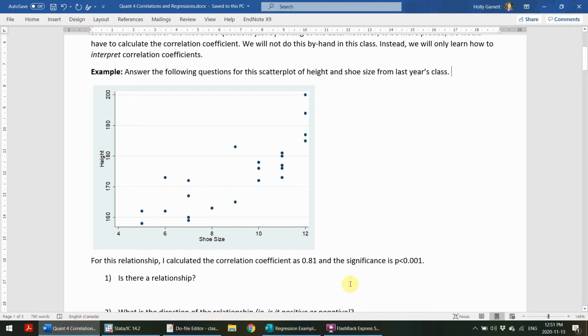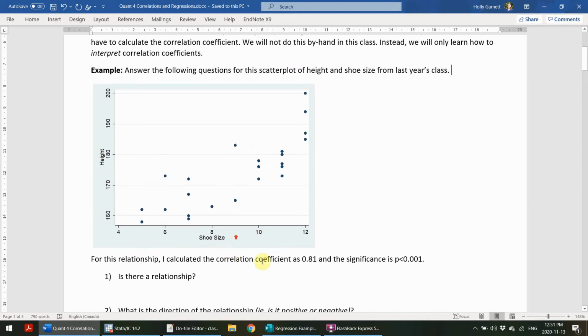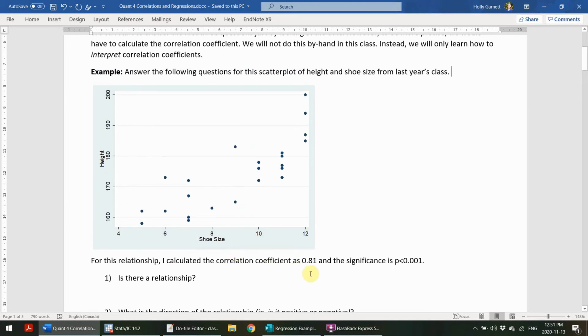So can we say, just looking at it, does it look like something's going on here? And I would say, yeah, it looks like there's some sort of a thing going on. So what I did is I used my fancy statistics calculator to calculate a correlation coefficient. Coefficient meaning essentially the number. So this number is 0.81.